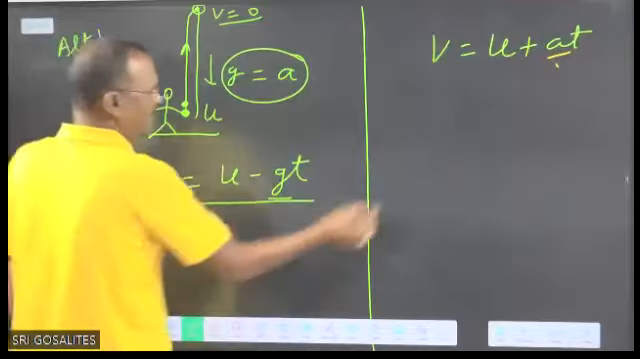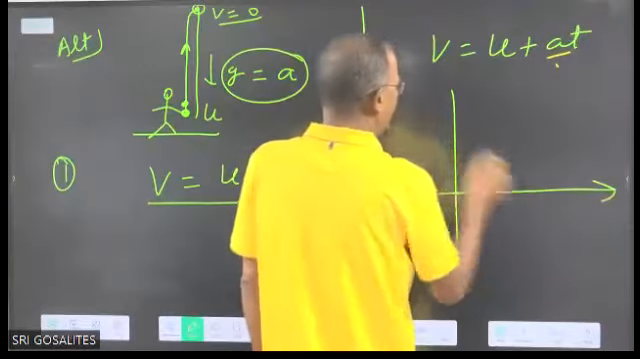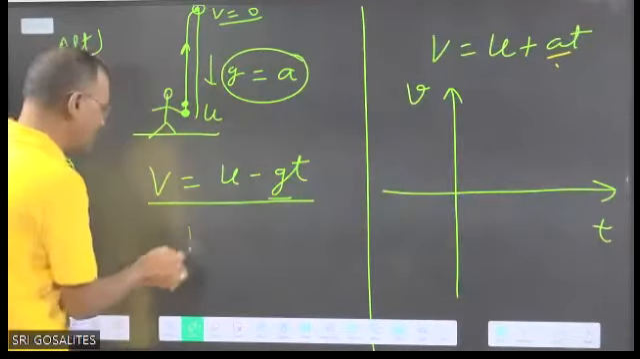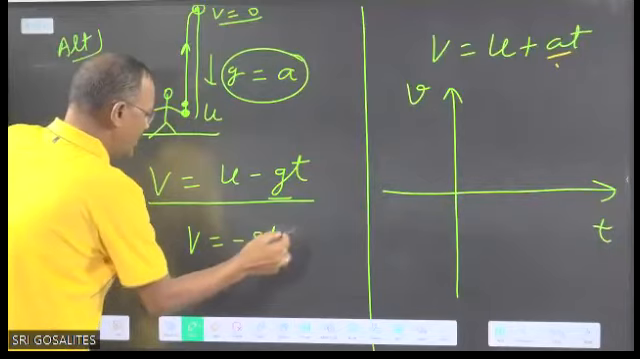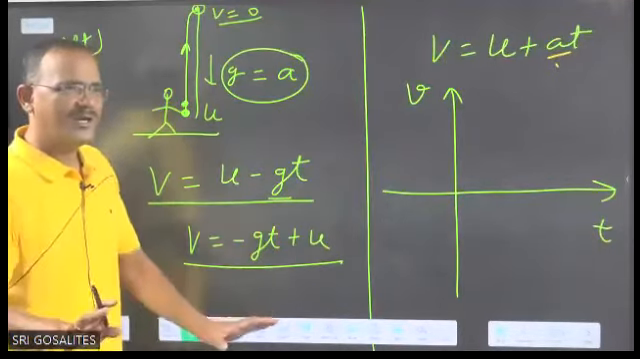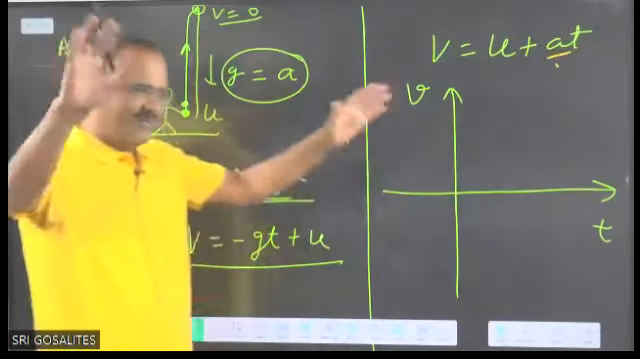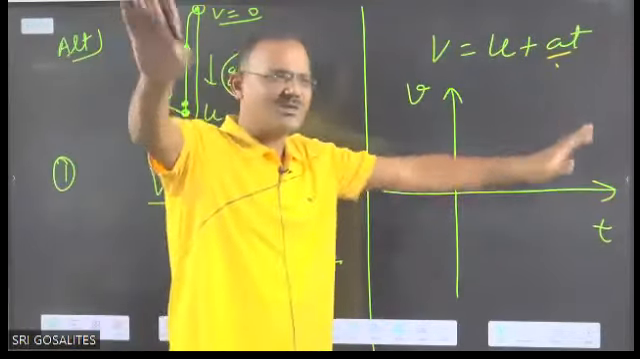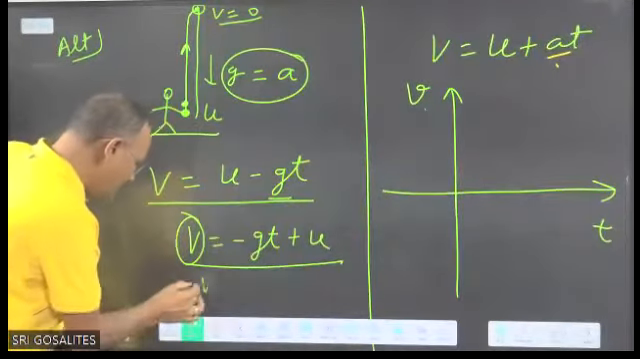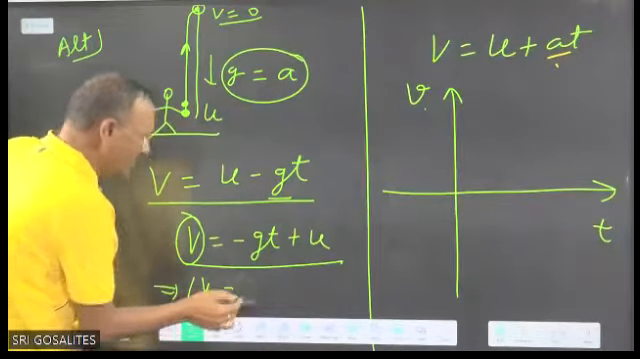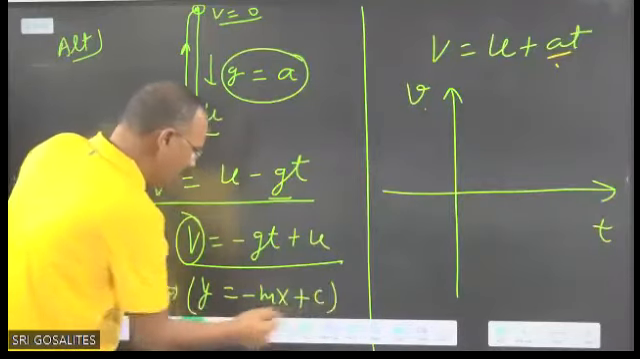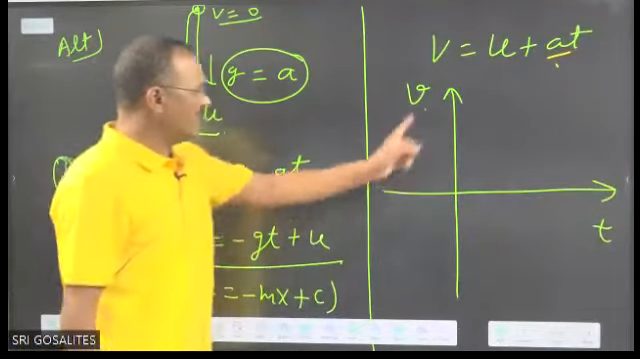Now I want the graph. Suppose mathematically I'm telling you in the equations. Here is v, here is t. How can I write this line? v equals minus gt plus u. Now you should feel. Feel is important. v is on the y axis, time is on the x axis. It's similar to y equals mx plus c. Is that the equation of a line or not?